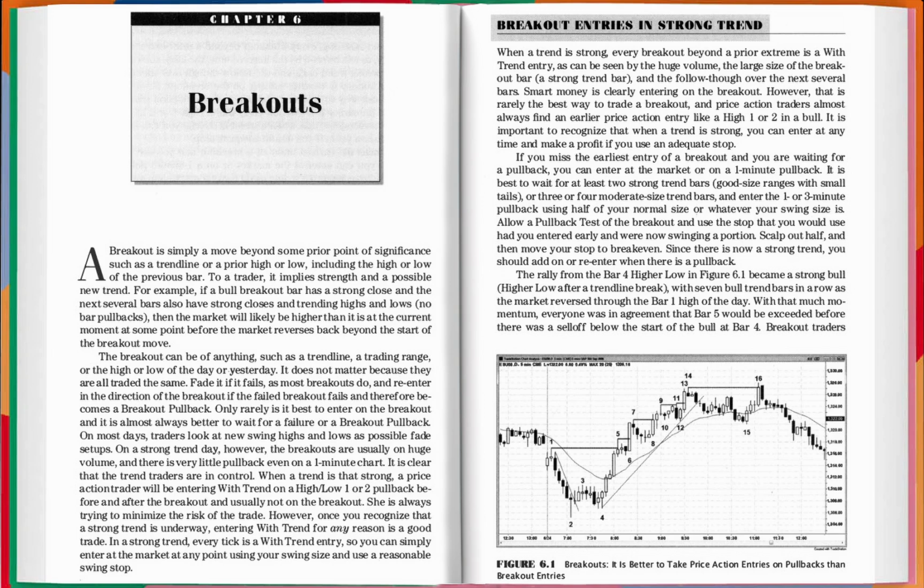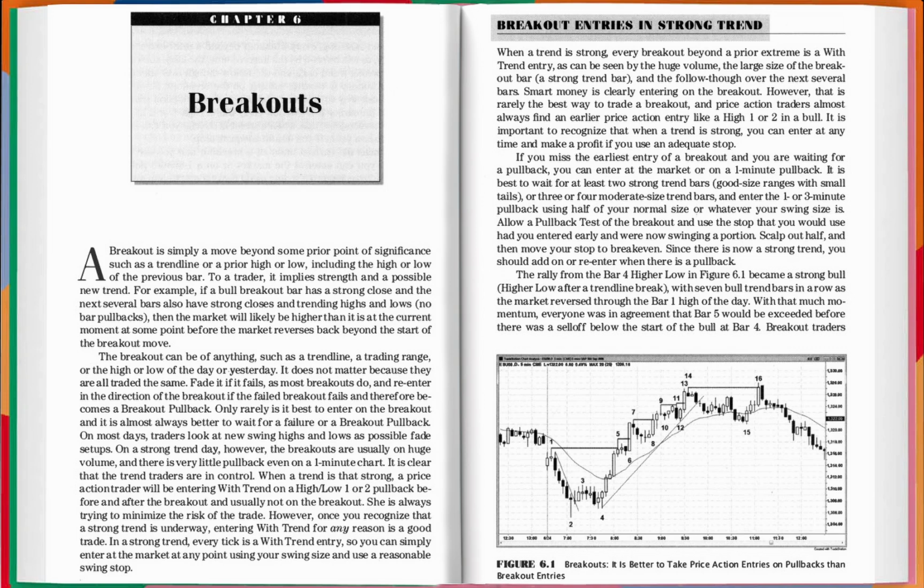It is best to wait for at least 2 strong trend bars, good size ranges with small tails, or 3 or 4 moderate-sized trend bars, and enter the 1 or 3 minute pullback, using half of your normal size or whatever your swing size is. Allow a pullback test of the breakout, and use the stop that you would use had you entered early and were now swinging a portion. Scalp out half and then move your stop to break-even.